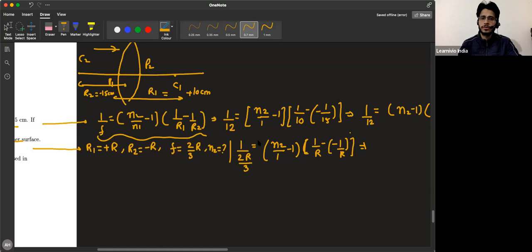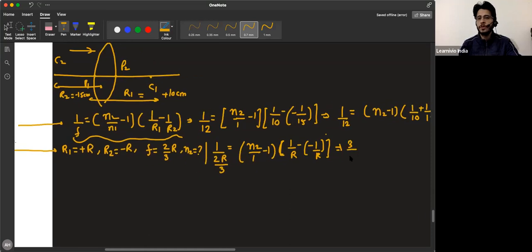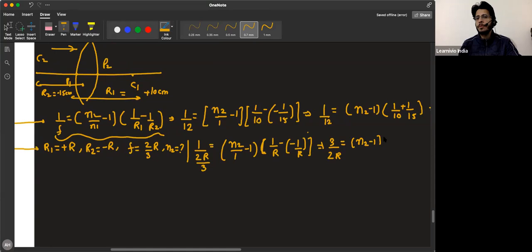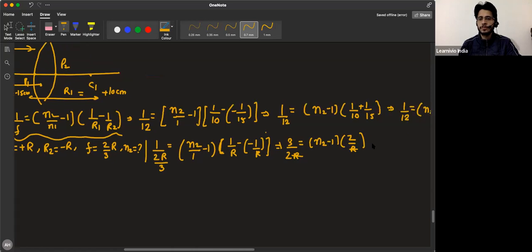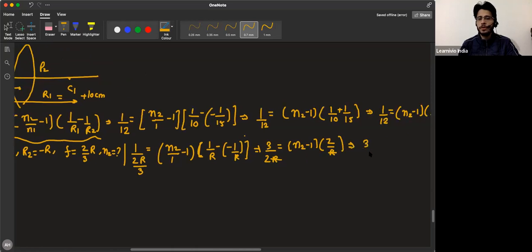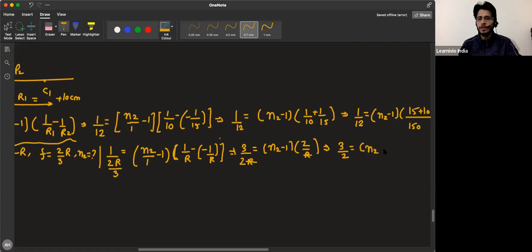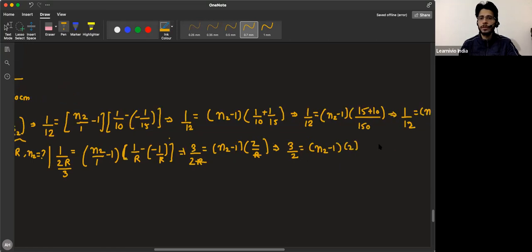So this 3 will go to the numerator and you will have 3 by 2R is N2 minus 1. 1 by R plus 1 by R, it's 2 by R. So see, this R will cancel this R. And you will have 3 by 2 is N2 minus 1 multiplied by 2. You can take this 2 to the denominator. When you bring this 2 to the denominator, you will get 3 by 2 into 2 is N2 minus 1.